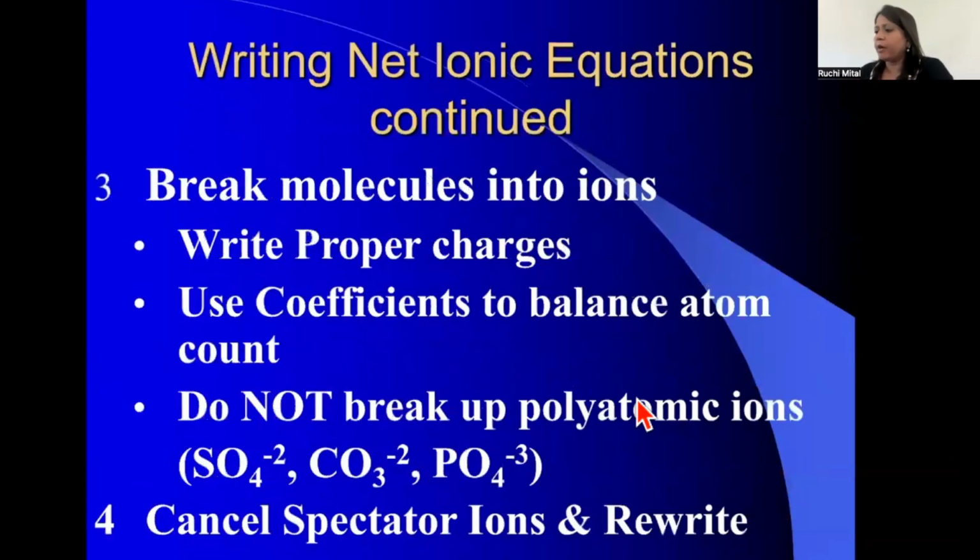So break down the molecules into ions. If they are molecular compounds, you do not. Make sure you're writing the correct charges. You're using the coefficient to balance the count of them, and do not break the polyatomic ions. And you will cancel the spectator ions. That is the way to write down your net ionic equation. Hope you guys all feel more comfortable with this.